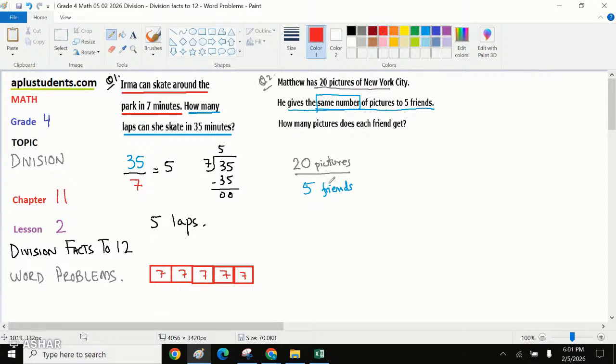20 divided by 5 is 4. So we can write a statement. Each friend gets 4 pictures.